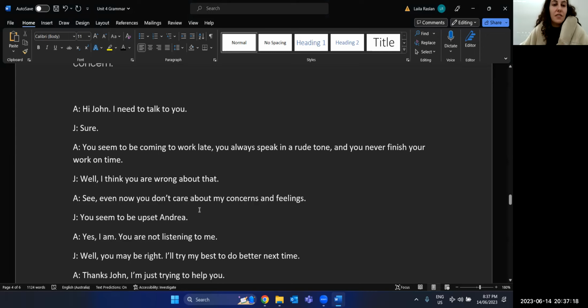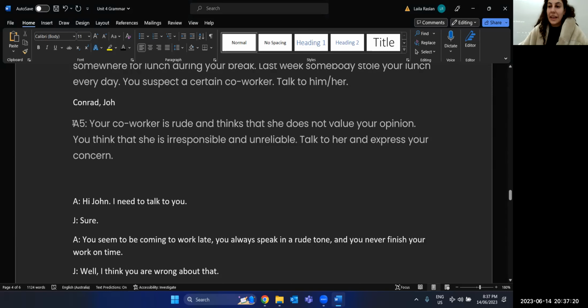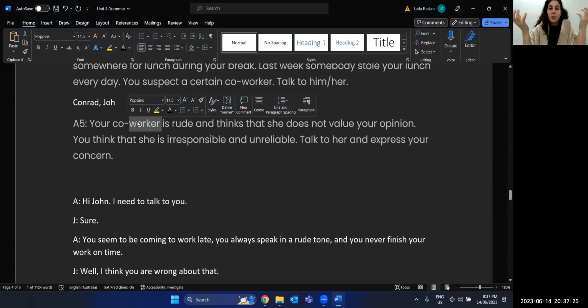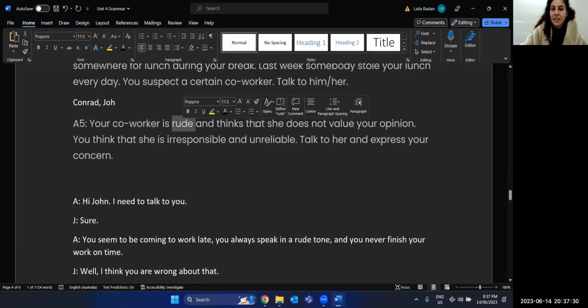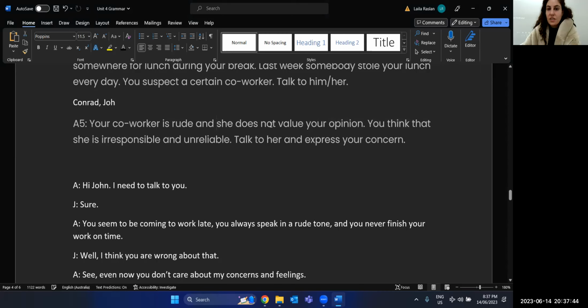Okay, so let's have a look at this conversation. So let's read what we had to do. So we have a co-worker. So co-worker, two people are working together. One of them is rude and they think that the other person does not value your opinion. So your co-worker is rude and she does not value your opinion. You think that she is irresponsible, or make this he, because we said John. He is irresponsible.